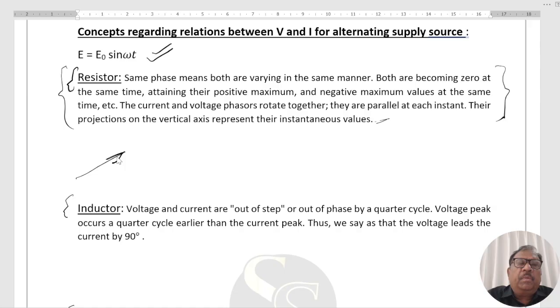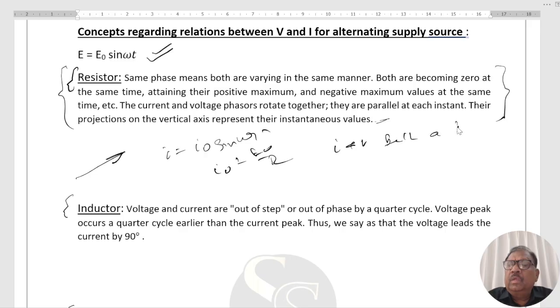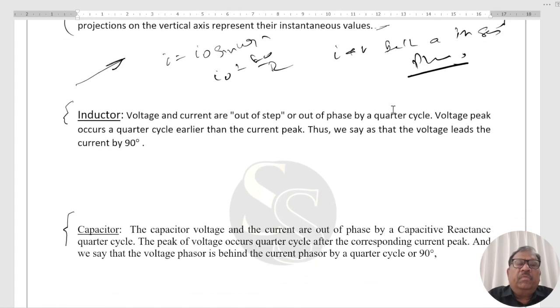Means when this is applied, then I will be equal to I naught sin of omega t. I naught will be equal to E naught by R. I and V both are in same phase. Detailed in the next question, right? When containing pure inductor, voltage and current are out of phase by quarter cycle, or voltage peak occurs at a quarter cycle earlier than the current peak.